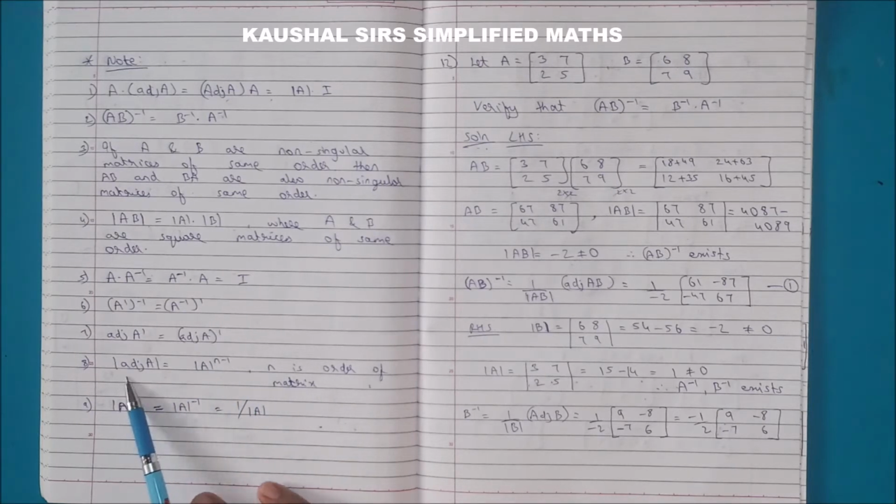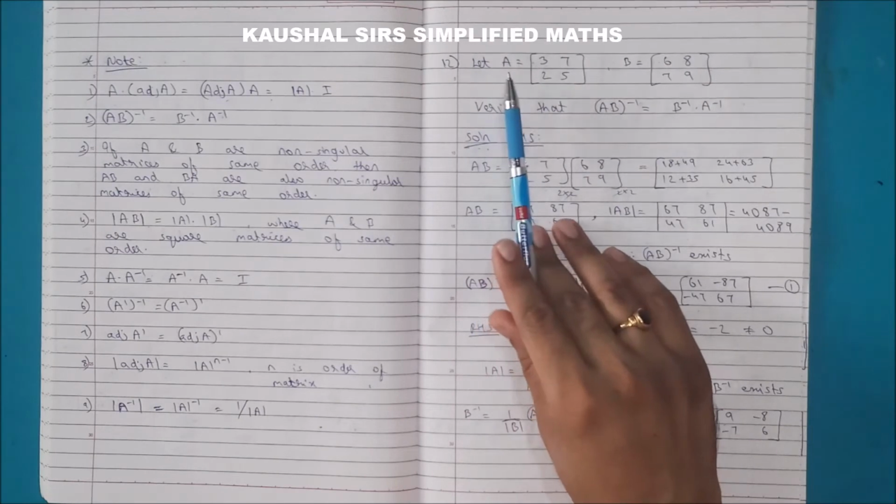Eighth point, determinant of adjoint of A is determinant A raised to n minus 1, where n is the order of the matrix. Ninth one, determinant of A inverse is the same as determinant of A raised to minus 1, which you can say is 1 upon determinant of A. Okay students, so let's continue with question number 12 now.